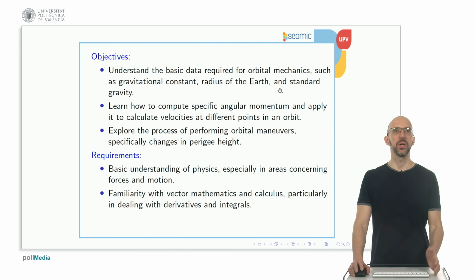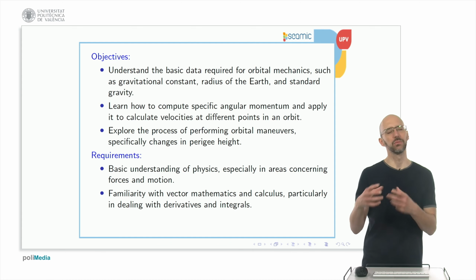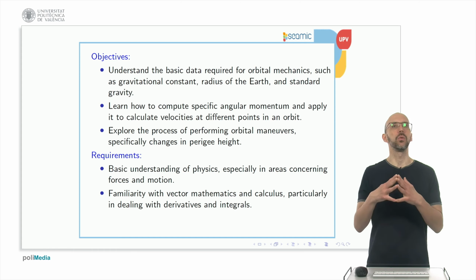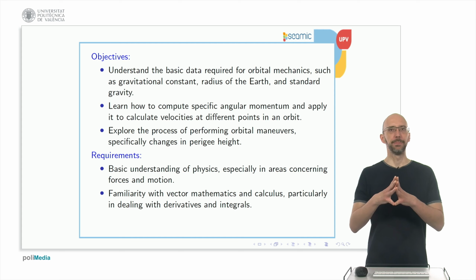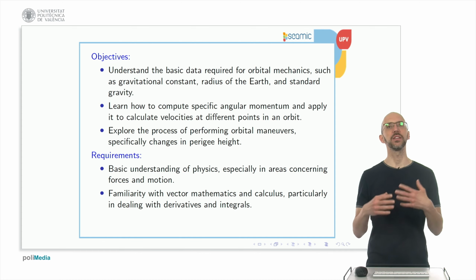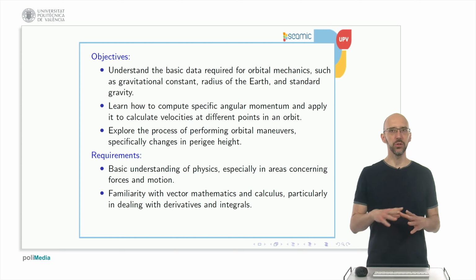Which are the objectives? We are going to try to understand what is required to make an orbit change, and we are going to see how to do that. We need to introduce several key ideas. One is the specific momentum of an orbit. It's going to be easy.